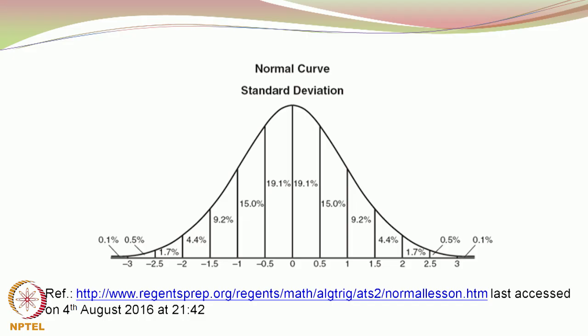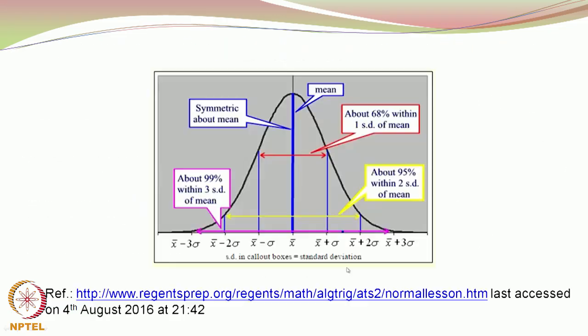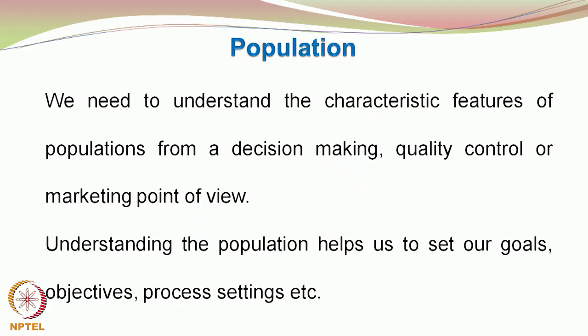So, 68.2% of the area under the curve is covered within one standard deviation on either side of the mean, and that is what we saw in the previous slide. So, about 68% within one standard deviation of the mean, and when we say one standard deviation of the mean, we mean on either side of the mean. So, why do we need all this?